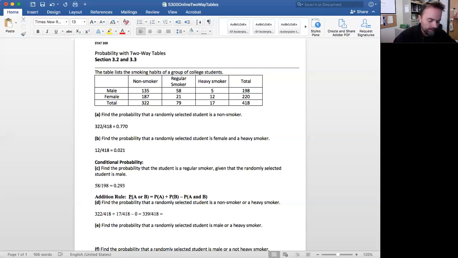And that's 0.811. Okay, next one. We have the probability that a randomly selected student is male or a heavy smoker. So just take it piece by piece. What's the probability that a student is male? There's 198 total males out of 418 total students. That's 198 divided by 418.